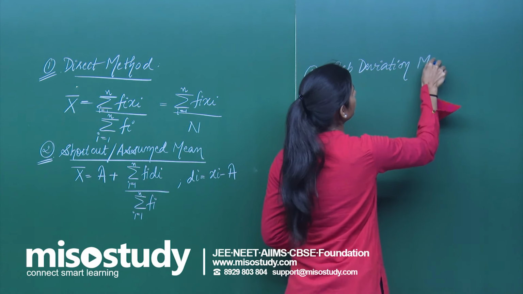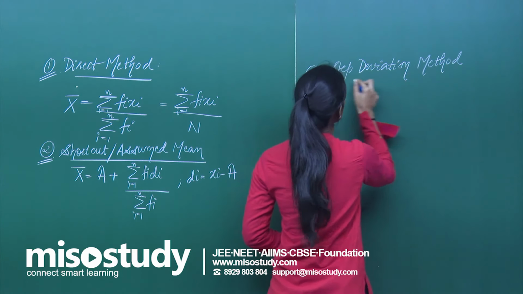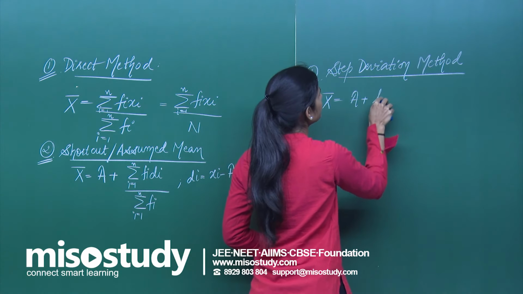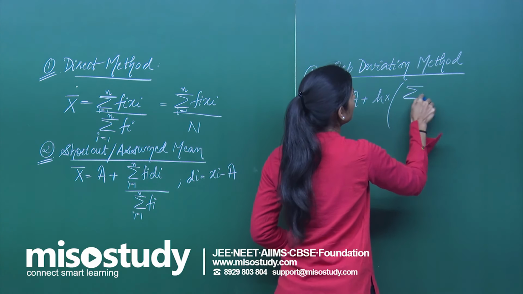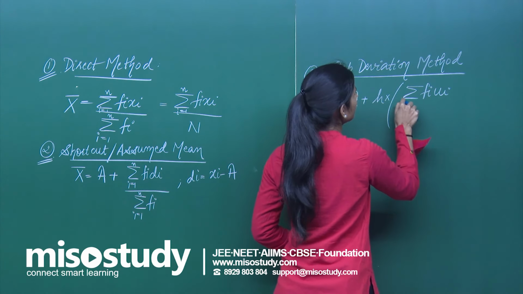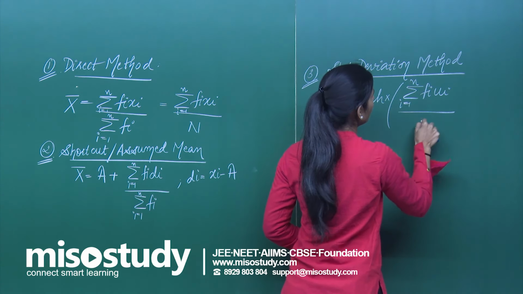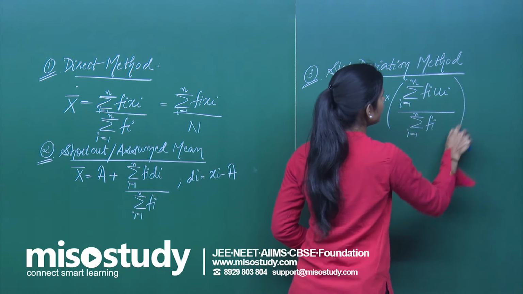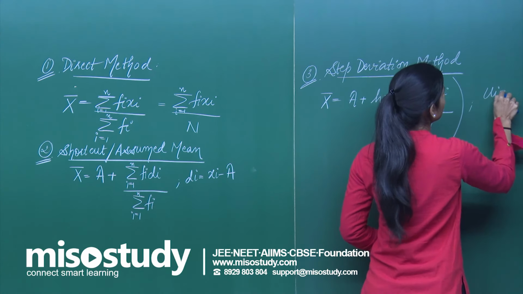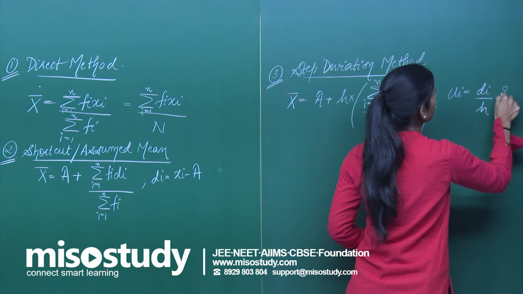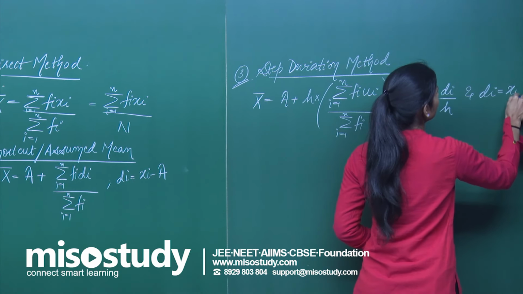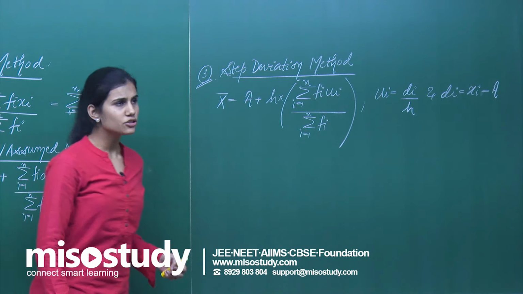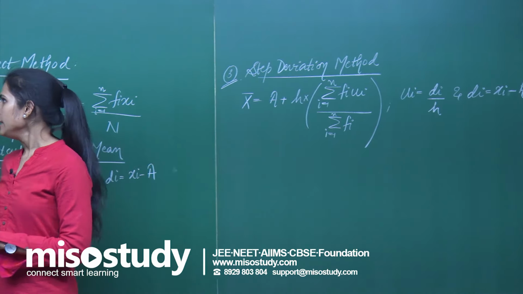The step deviation method involves the usage of h and says that mean is assumed mean plus h multiplied by summation fi ui, i varying from 1 to n, whole upon summation fi, i varying from 1 to n, where ui is actually di upon h and di is again the deviations of xi's from the assumed mean. These things are clear to you, you just need to write these 3 points. Let's move on to the next question.